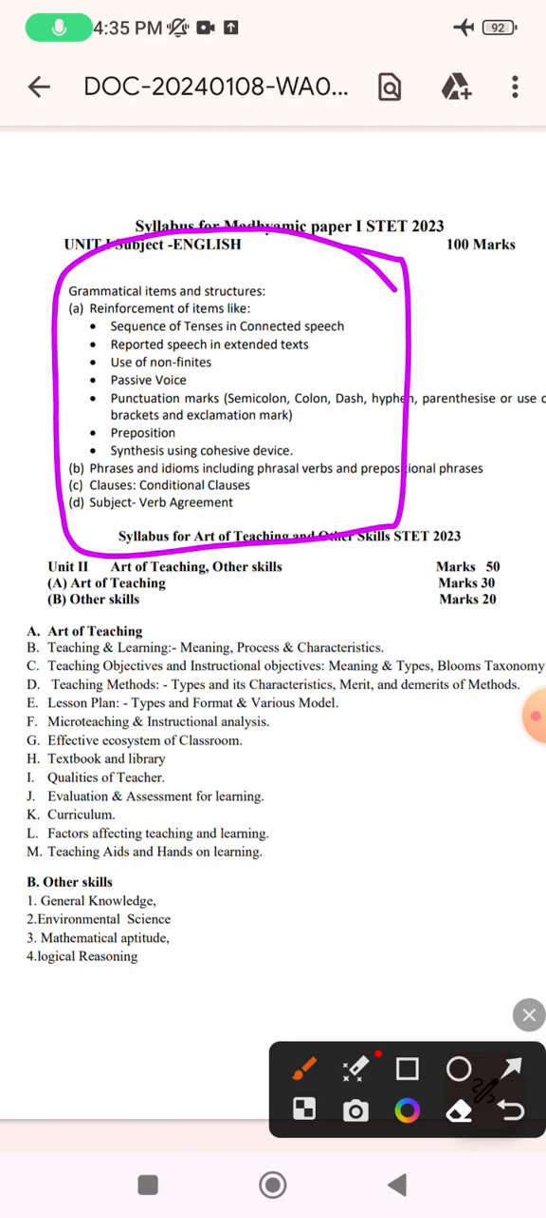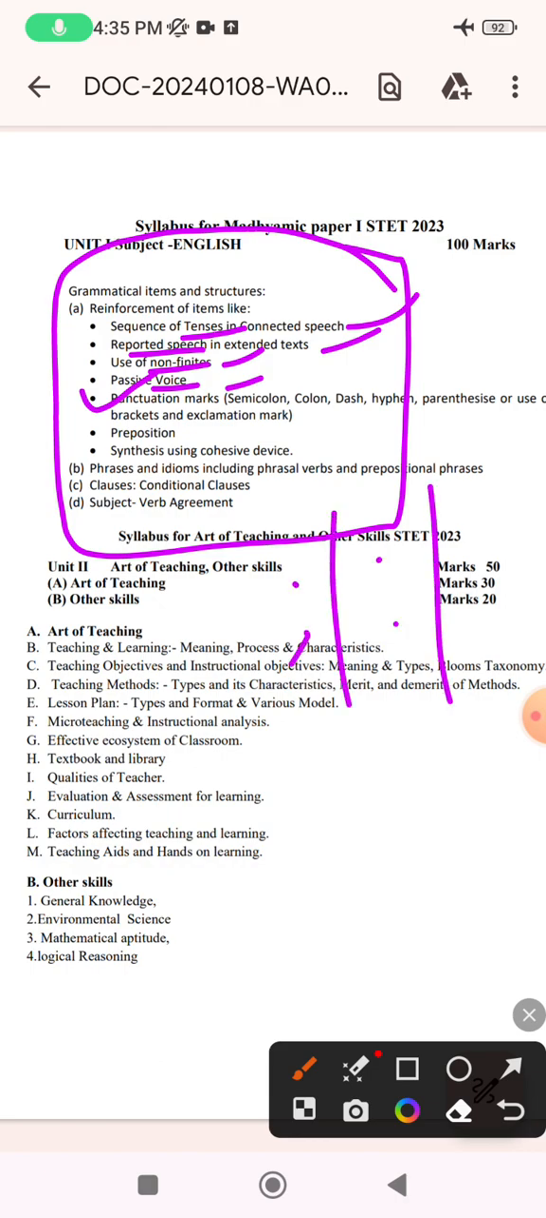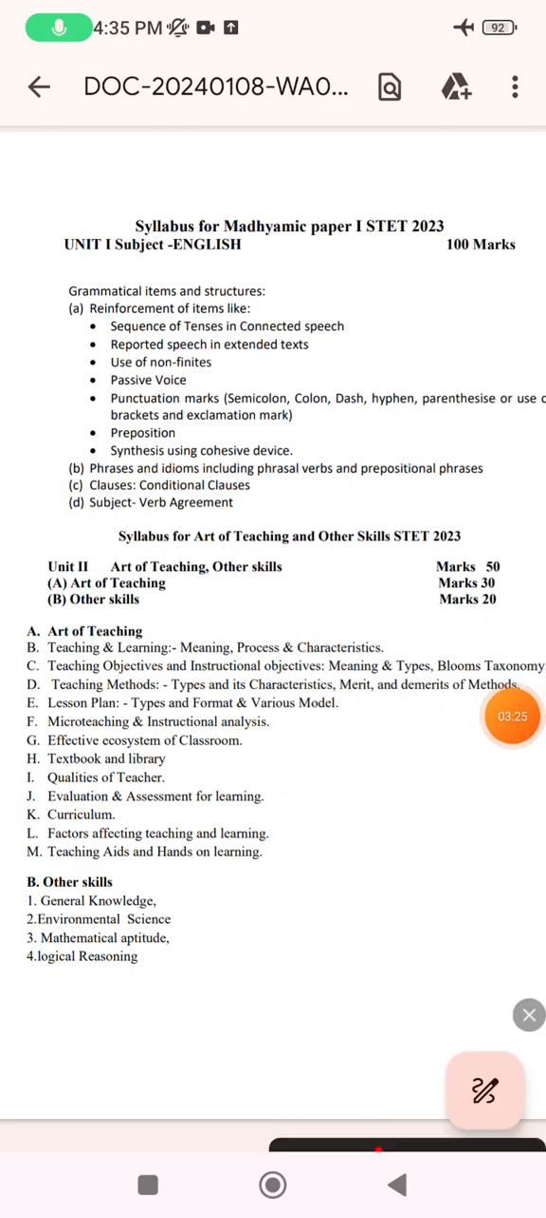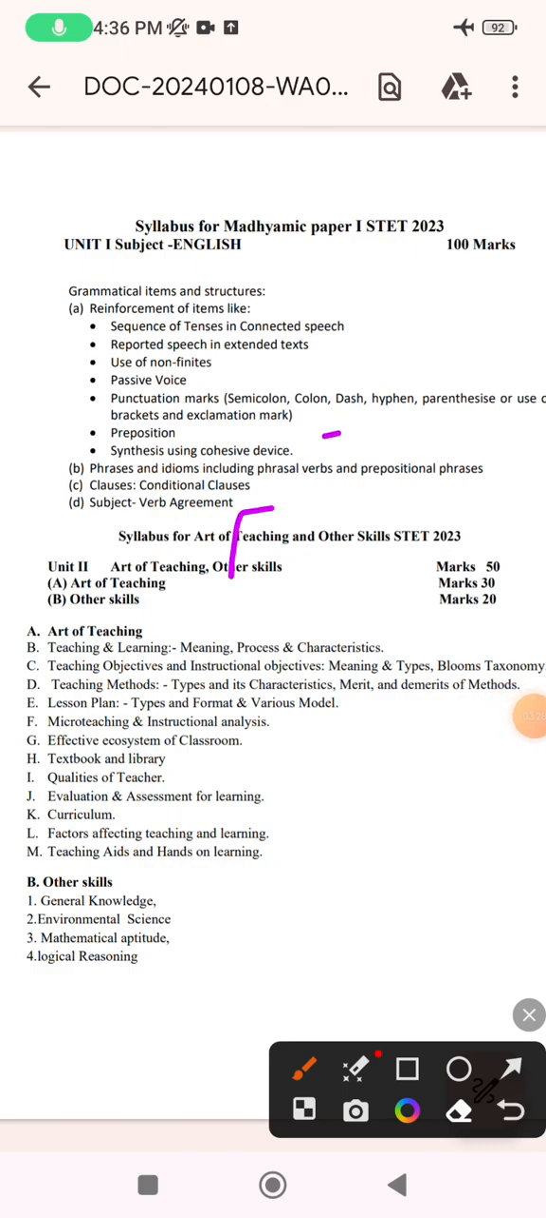Grammar includes reinforcement of items like subject, sequence of tenses in connected speech, reported speech in extended texts, use of non-finites, passive voice, then punctuation marks like the semicolon, colon, dash, hyphen (the hyphen is the small one), parentheses, brackets, and the last one is the exclamation mark.